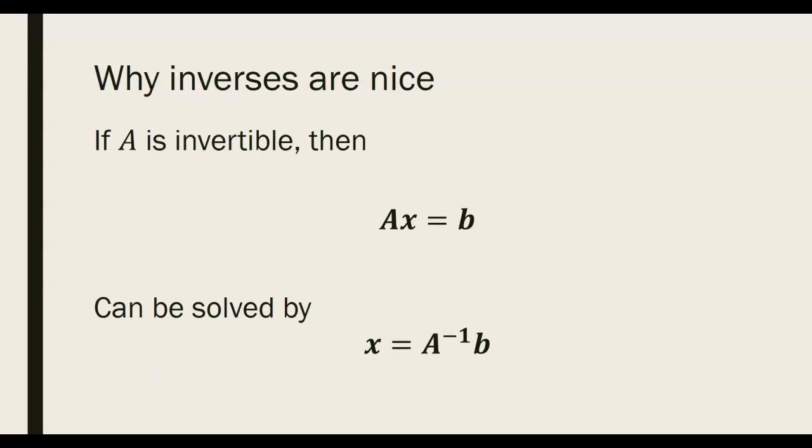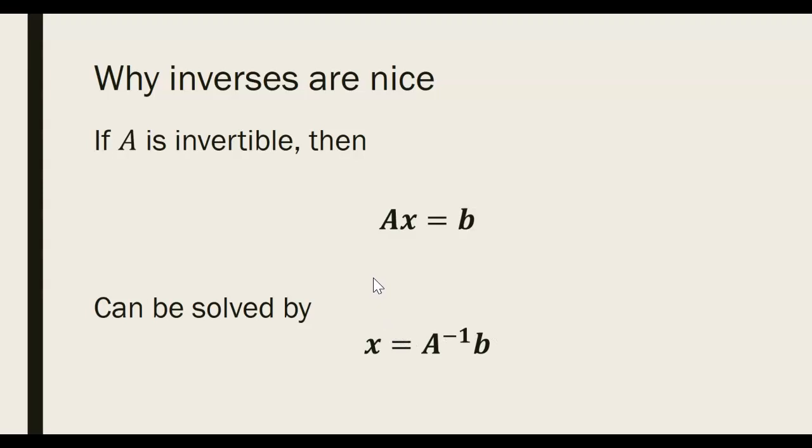Now, here's why inverses are nice. Let's take the matrix equation AX equals B. If A has an inverse, so if A is invertible, then we can multiply both sides of this equation by A inverse. A inverse times A gives me the identity. The identity times any matrix is itself. And so we can solve the equation by multiplying both sides of the equation by A inverse, and that will give us the X. Again, here X and B are vectors, and A is a matrix. So we can solve equations utilizing that trick.